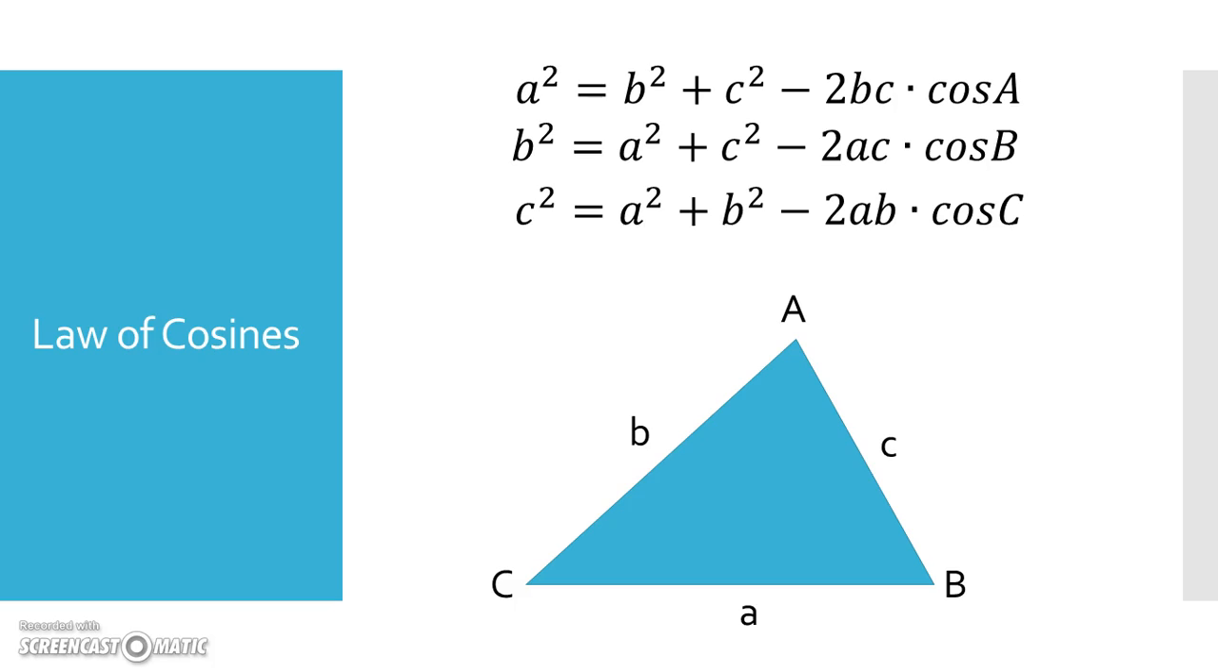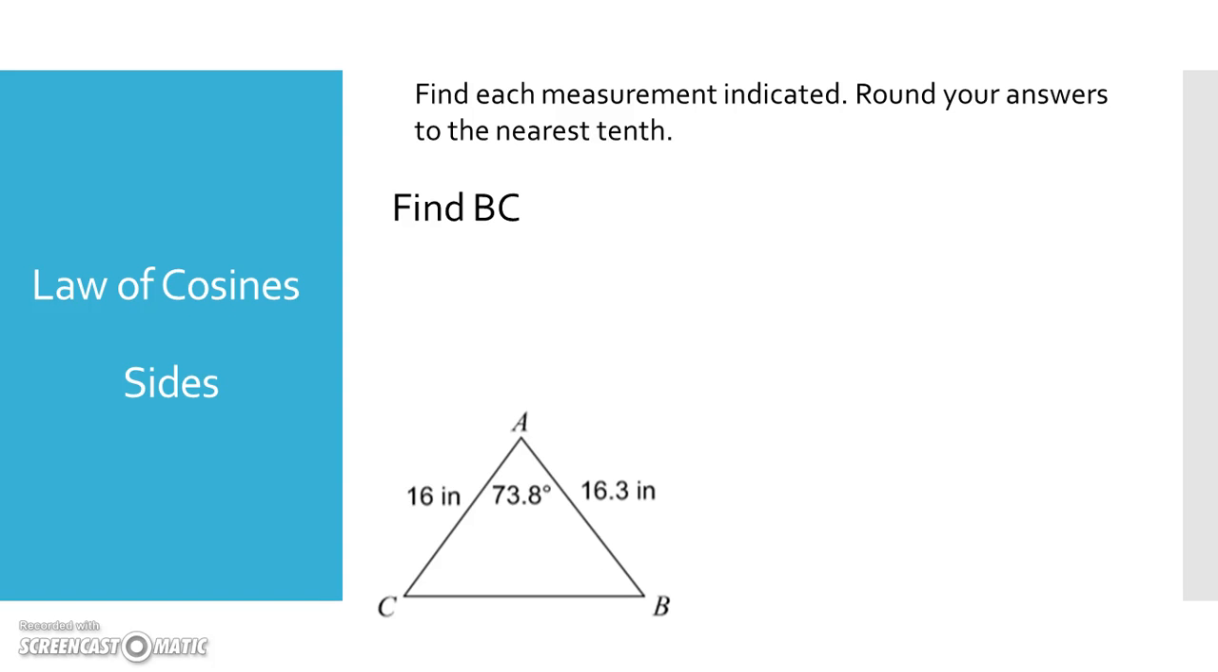It's the same thing with b, except we switch the location of a and b. Same with c, we switch a and c. Now remember that lowercase b is a side length, capital B is an angle, and they're opposites. So just keep that in mind when we solve for sides.